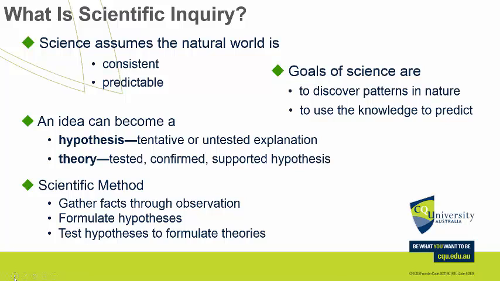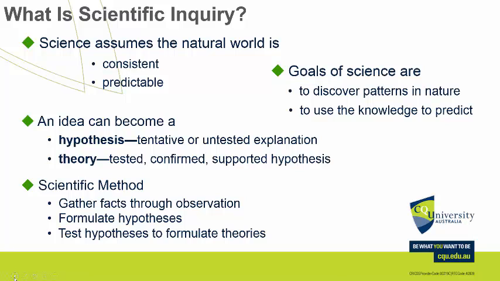The goals of science are to discover the patterns that exist and to use knowledge to predict what may happen were these patterns to be subject to a change in one variable or another. And as a result, we create hypotheses and theories. A hypothesis is the softer version. It's a tentative or untested explanation. A theory is a hypothesis that has been tested, confirmed and supported. And as Karl Popper said, a theory remains a theory until such a time as it's disproven. So his notion of falsifiability, every theory, ultimately the goal of a theory is to be proven false, is the aim of science, to keep testing, retesting and retesting.